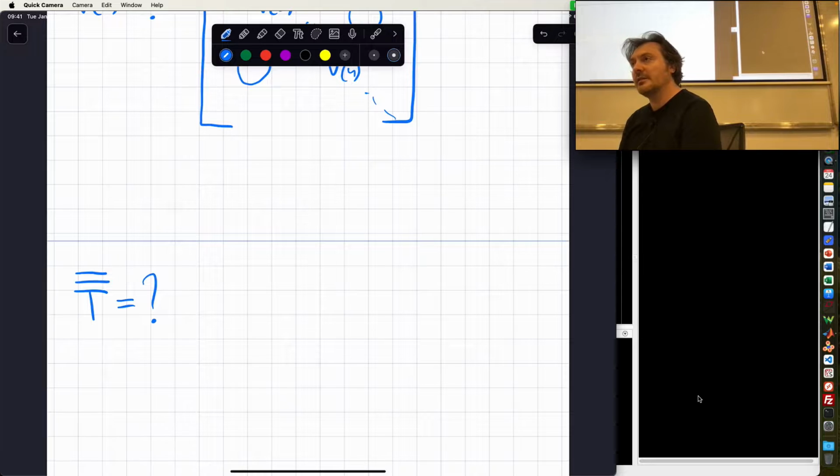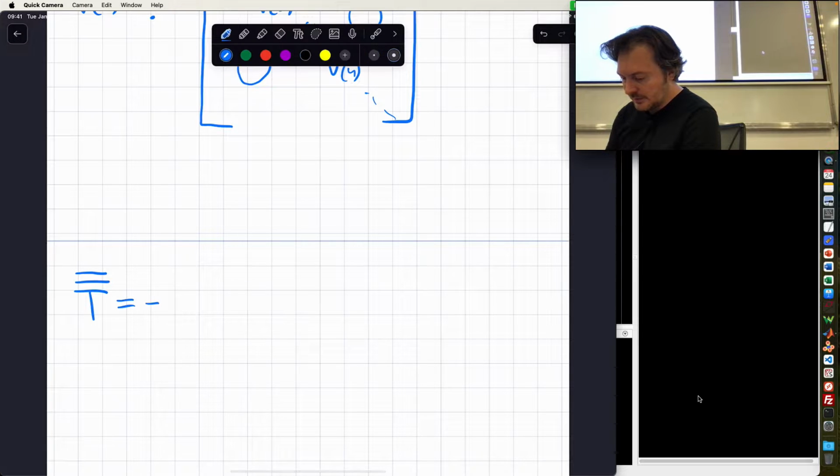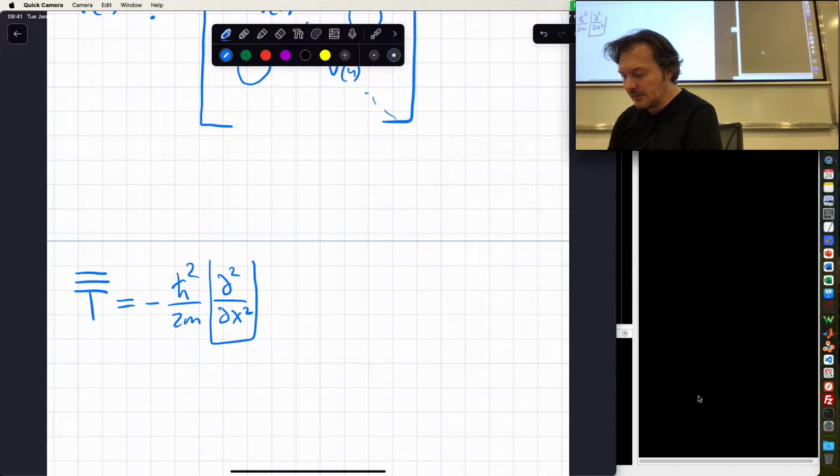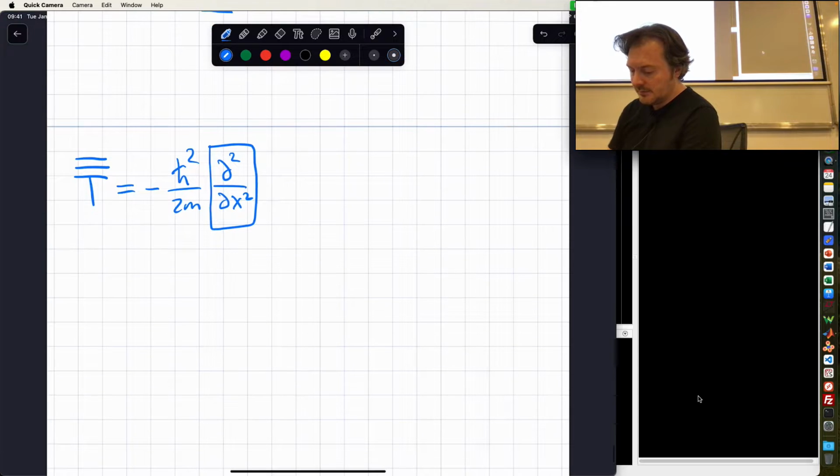Yes, the matrix. I'm asking for the matrix representation of the kinetic energy operator. It's diagonal again, are you sure? Because remember, this is minus h bar squared over 2m, del squared over del x squared. Do you remember this? Do you remember what happened to this one? Delayed? What do you mean by delayed?